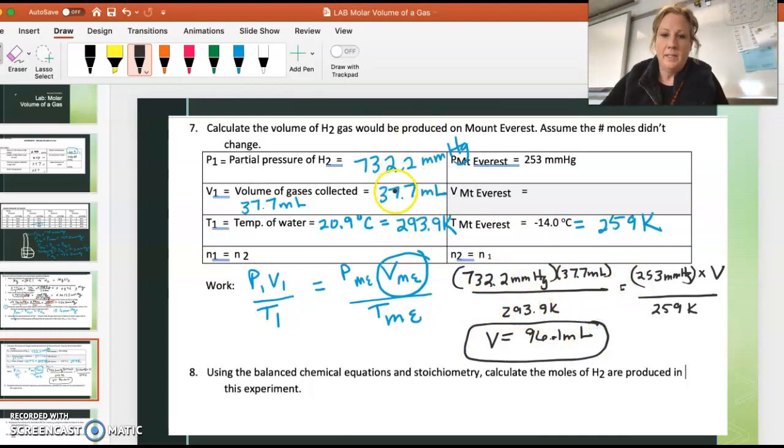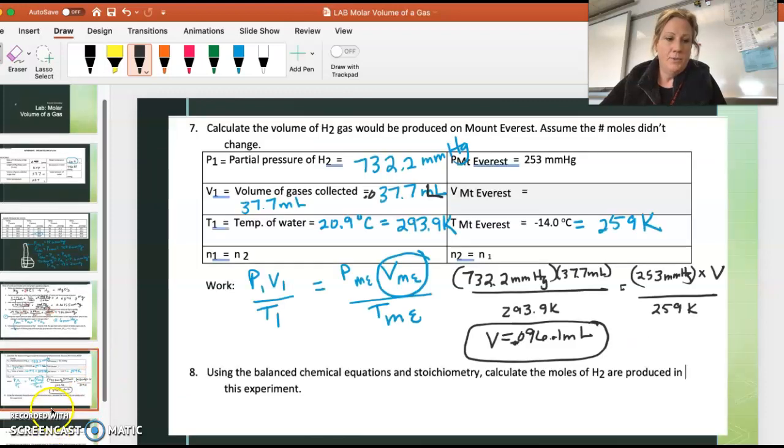And if you had decided to convert this into liters, it would have been 0.0377 liters, and then this answer would have been correspondingly smaller. Yours will be different because you'll have different numbers, but you could do that in liters or milliliters.